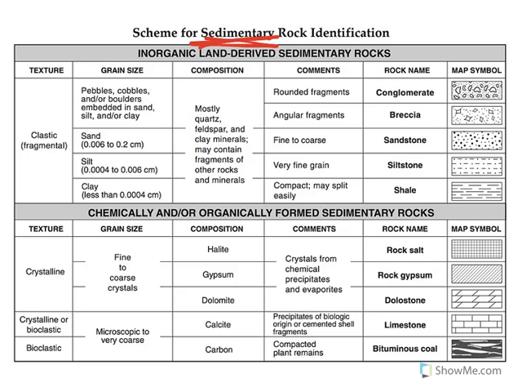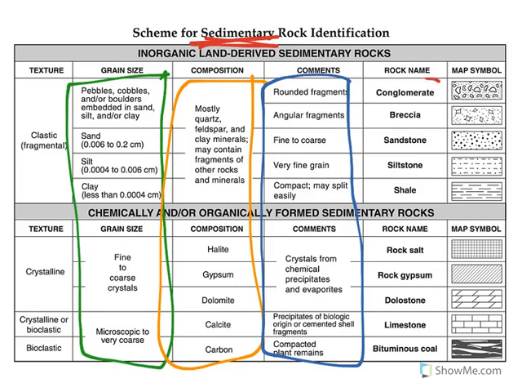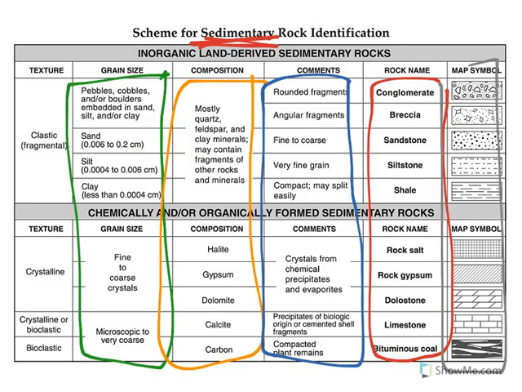So again, we know the different sections, right? Grain size, how large are the particles that make up the rock, composition, what is the rock made up of, which minerals, comments, important facts and information that you will need to know, the name of the rock, and then of course the symbol that is associated with that rock. Today we're going to look at some examples of clastic, crystalline, and bioclastic.